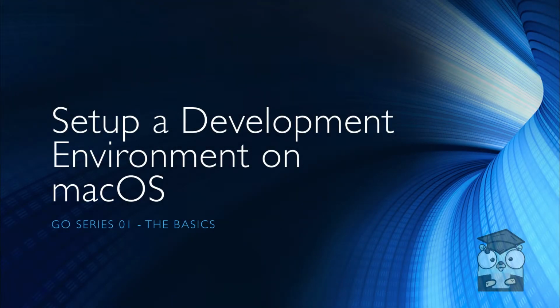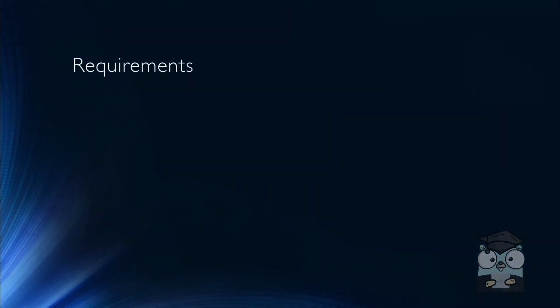Hello everyone and welcome. In this video we're going to walk through how to set up a Go development environment on macOS. Let's quickly list out what we need in order to actually set up a Go development environment. There are many ways to do this, but I find using a package manager is the cleanest approach and makes upgrading versions a breeze. This is where Homebrew comes in, which is an excellent package manager for macOS.